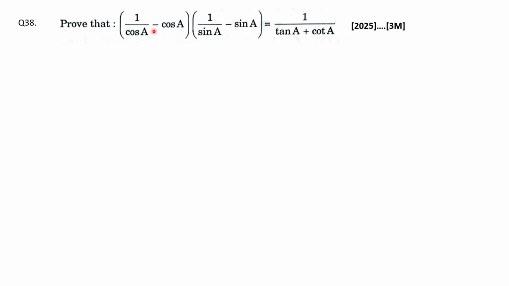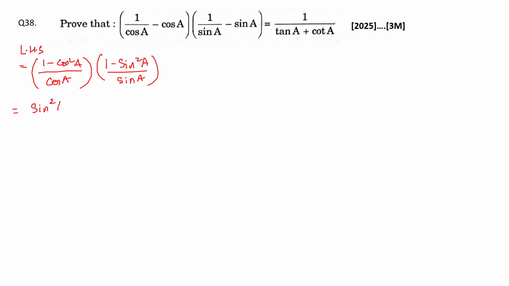Question 38. Prove that (1 by cos A minus cos A) into (1 by sin A minus sin A) is 1 by (tan A plus cot A). So first let's take the LHS part. Take the LCMs. It will become (1 minus cos square A) by cos A, and here it will be (1 minus sin square A) by sin A. So 1 minus cos square A, if you use the identity, will become sin square A by cos A, and 1 minus sin square A will become cos square A by sin A. So this will get cancelled. So here I got sin A into cos A.